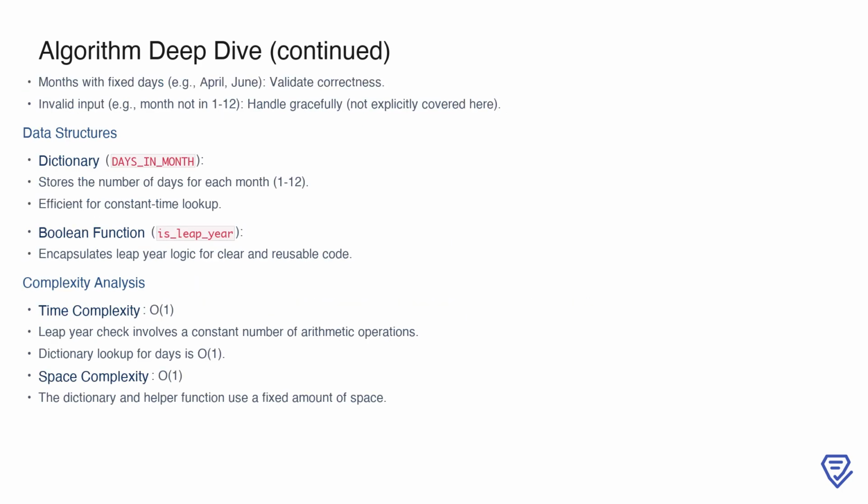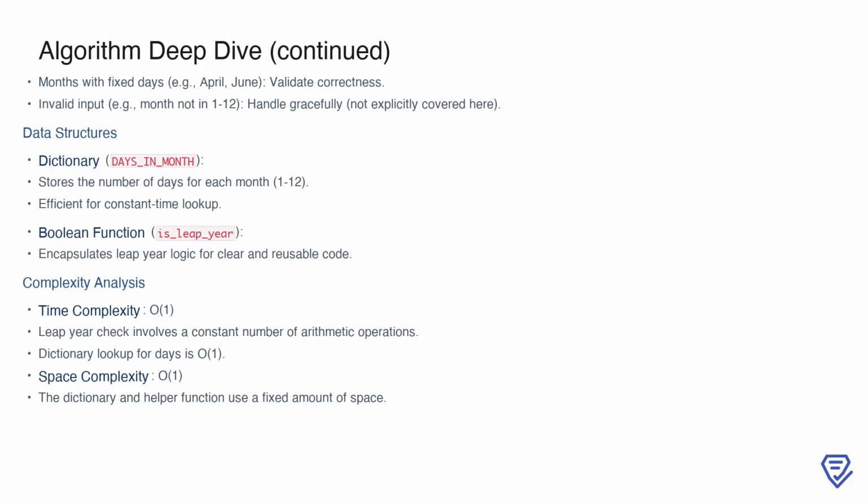In addition to February, we should validate the correctness of other months, such as April and June, which have fixed days. While the algorithm does not explicitly handle invalid inputs, such as a month value outside the range of 1 to 12, this could be addressed with additional input validation.